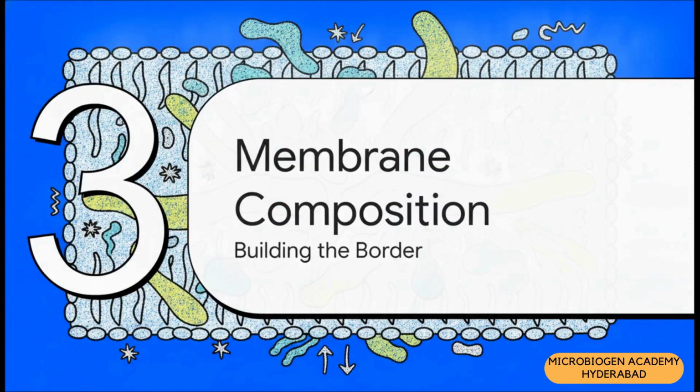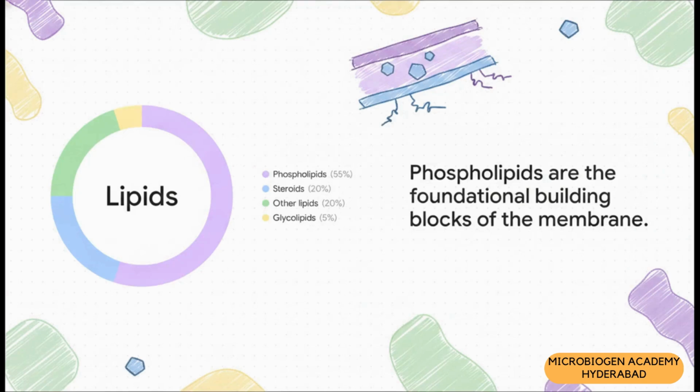All right, part 3. Let's break down the actual composition of the membrane. If we look closely at the membrane's lipid composition, we see a super fascinating ratio. Now, proteins do make up about half the total weight of the membrane, but looking just at the lipid portion, phospholipids are the absolute foundational building blocks. They make up a massive 55%. We also have steroids, like cholesterol, at 20%, other lipids at another 20%, and glycolipids, which are the ones with those short carbohydrate chains attached, coming in at 5%.